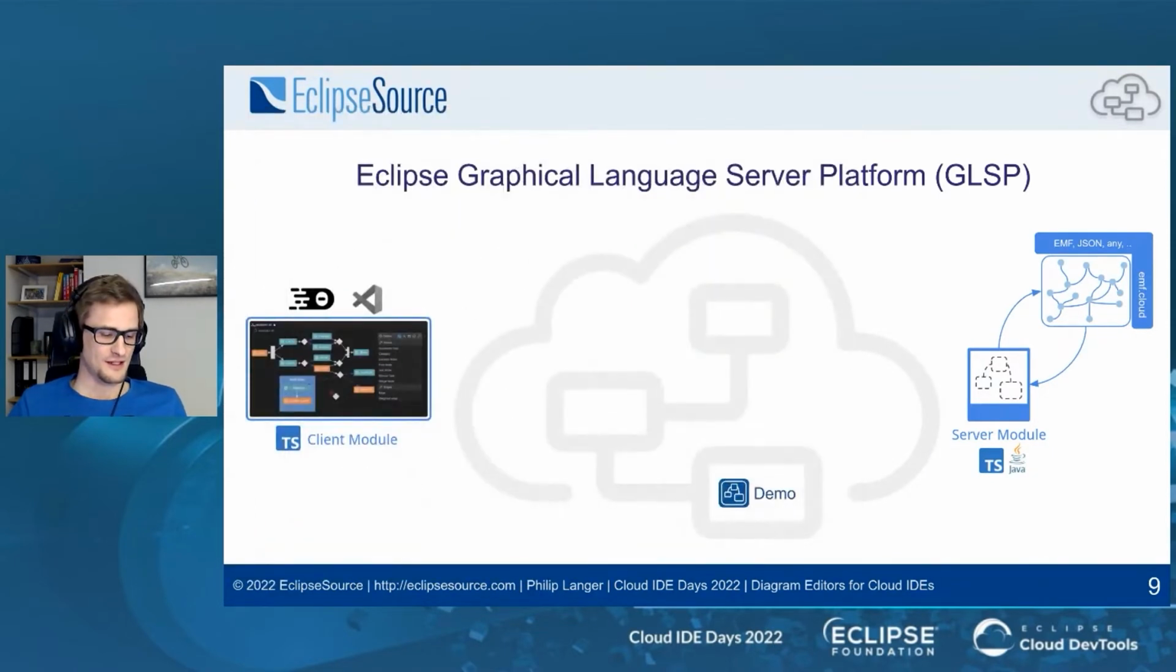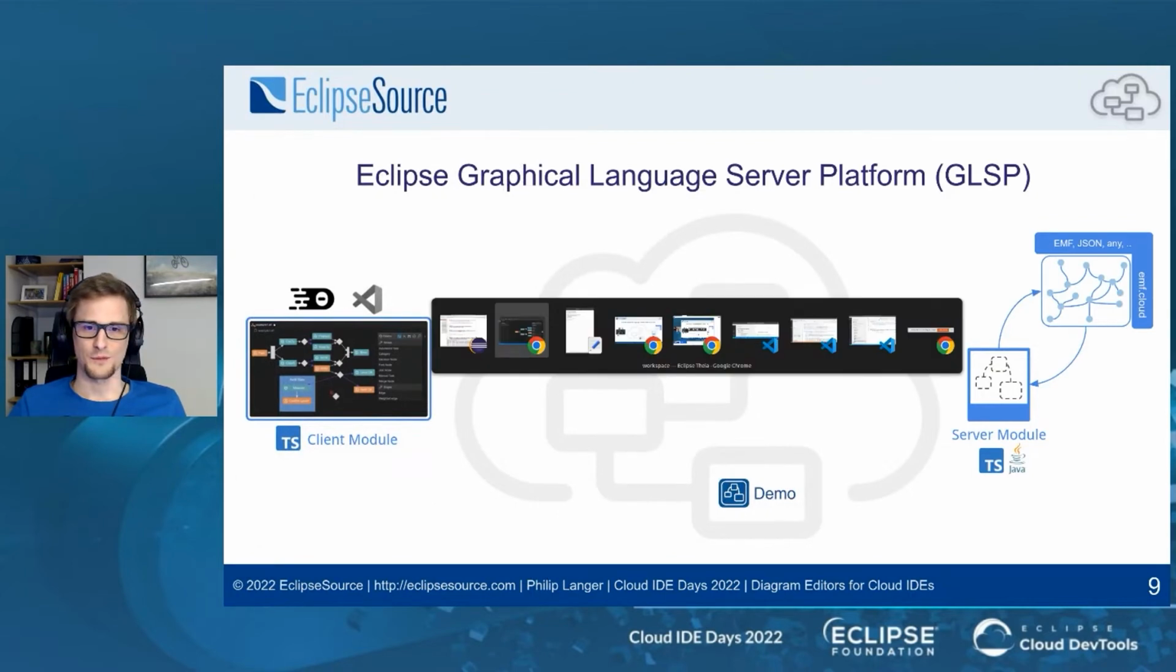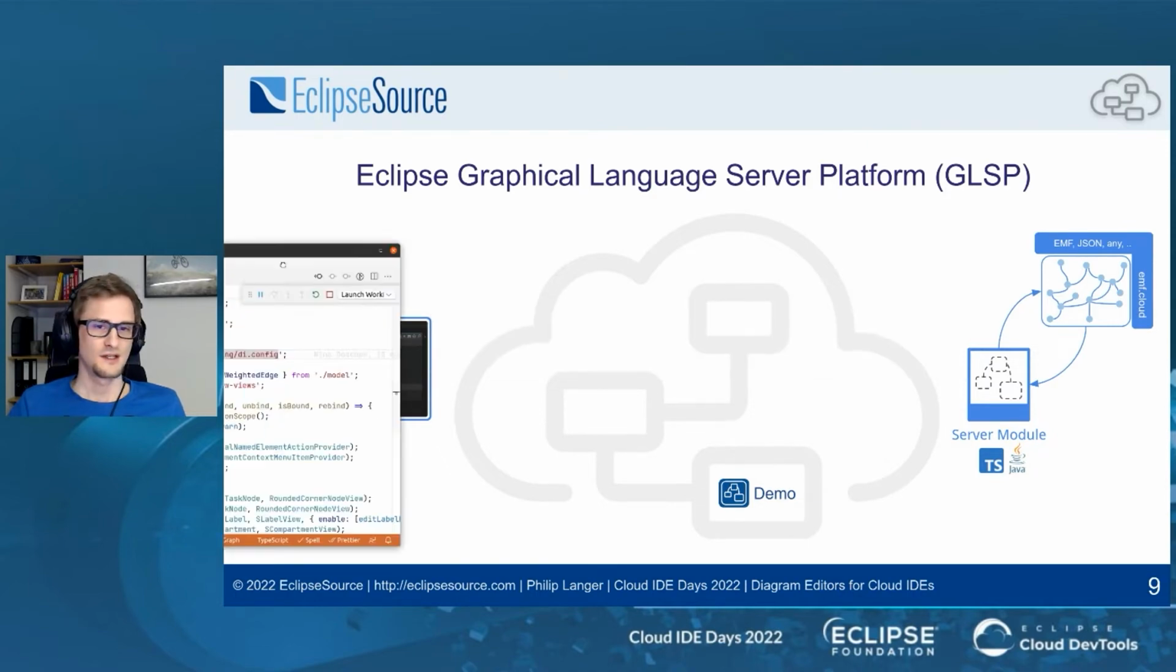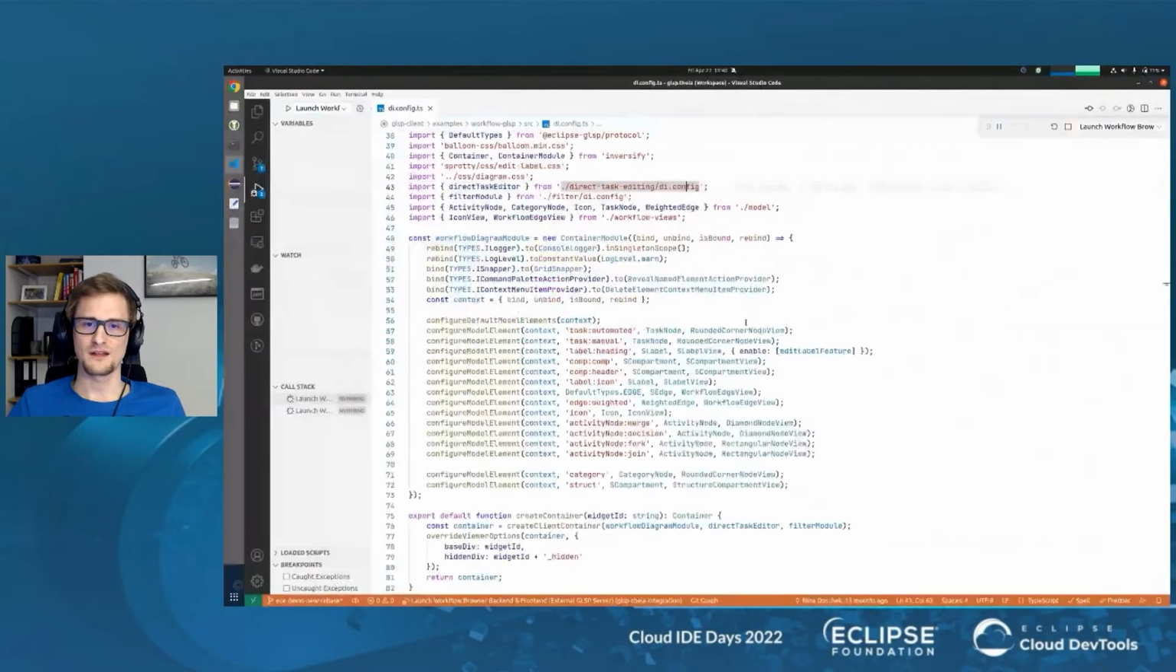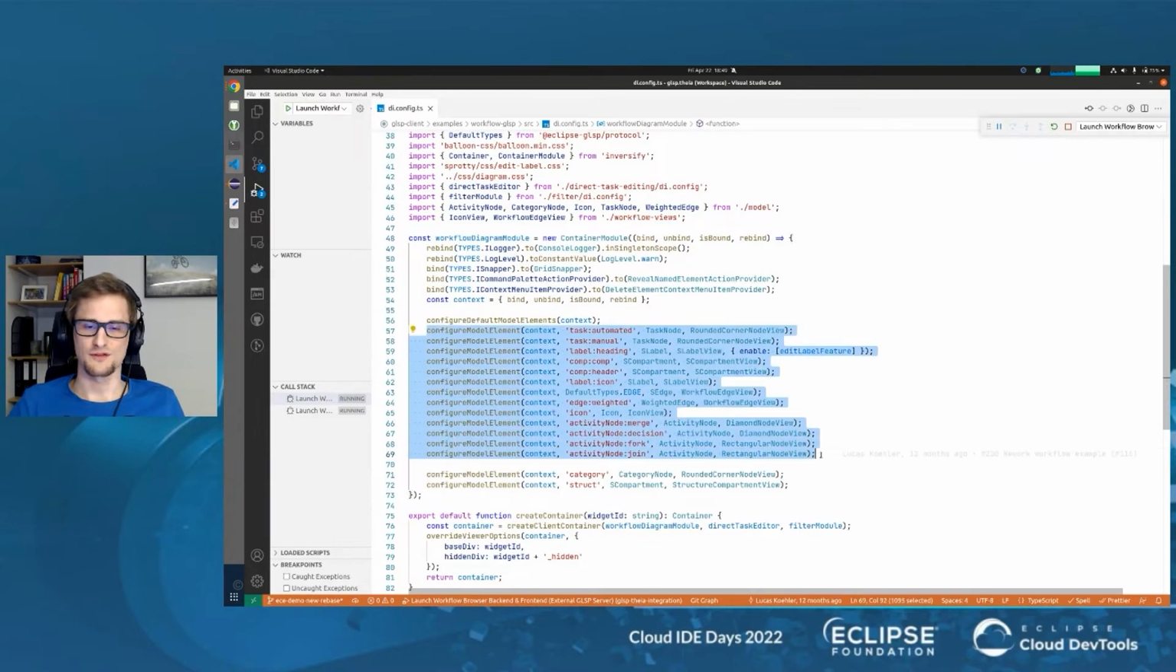On the client, on the other hand, we have basically the other side of the story. So in the client, let me just find it here. On the client, we mainly need to define how this graph model that the server sends is to be rendered in SVG. And we do that mainly by providing a diagram module, with these definitions where certain types of nodes or edges are mapped to certain views.